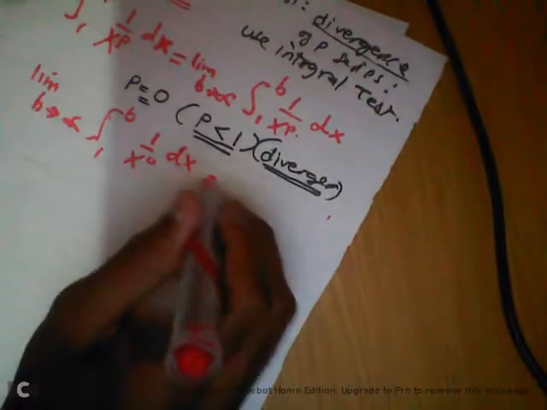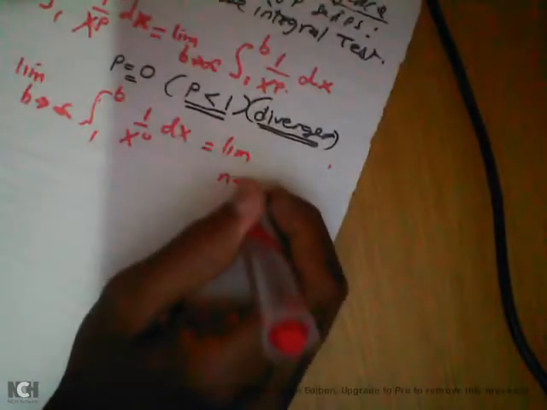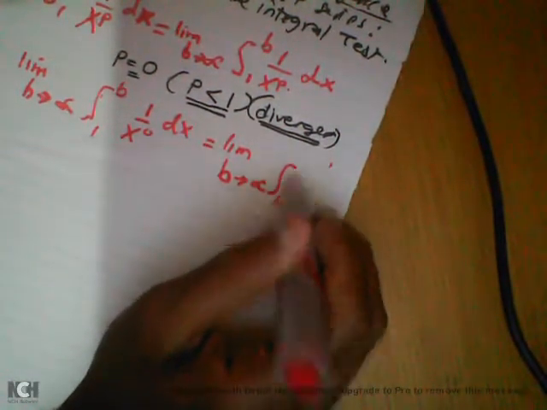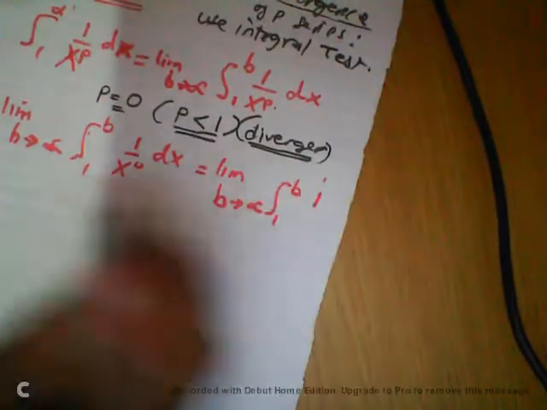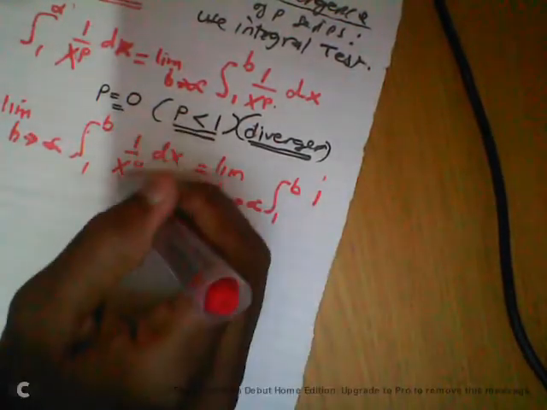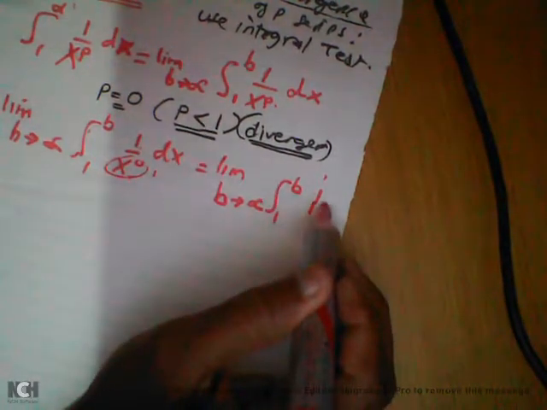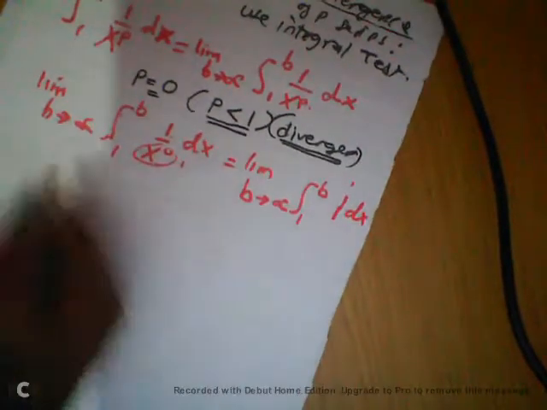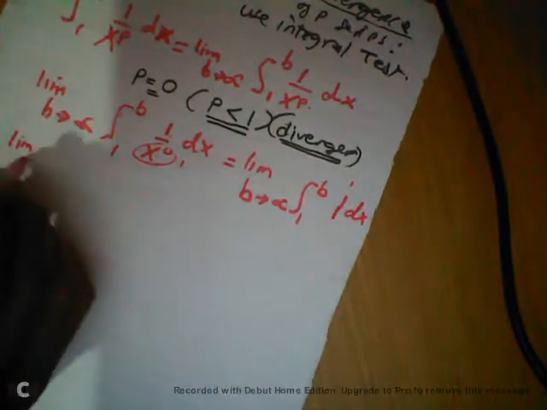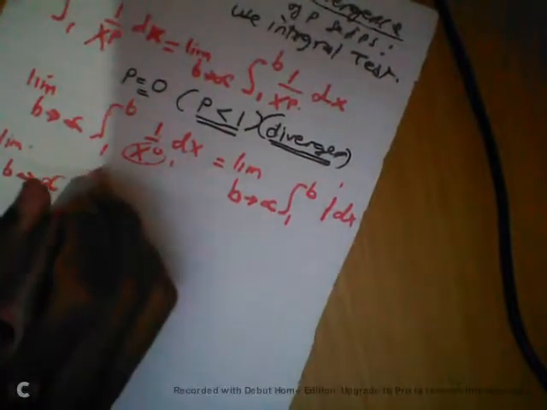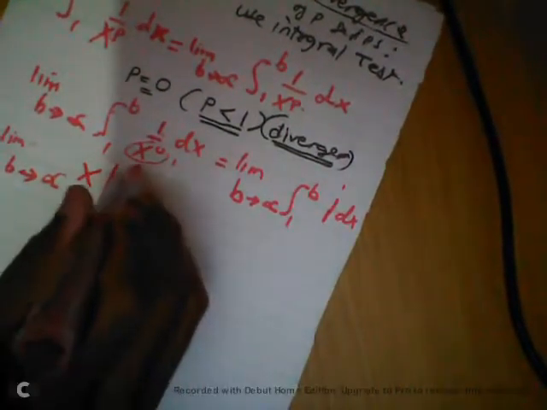So this is equal to the limit as b approaches infinity of the integral from 1 to b of 1. Any number to the power 0 equals 1, so it's 1 over 1, which equals 1, and then dx. So we have the limit as b approaches infinity. When you integrate dx, it's x, with limits 1 to b.